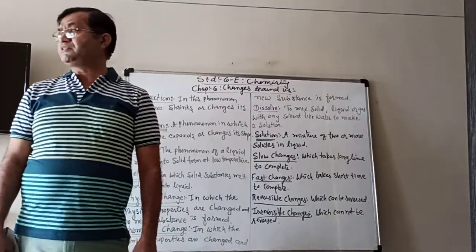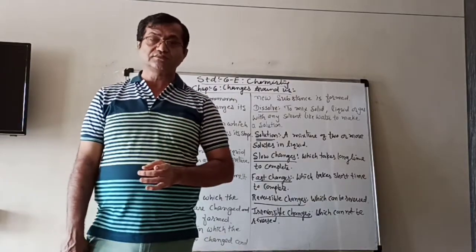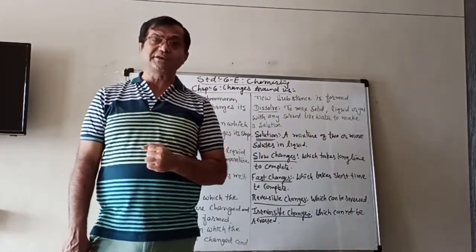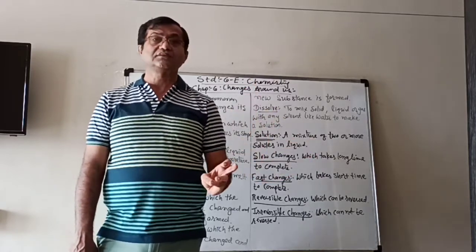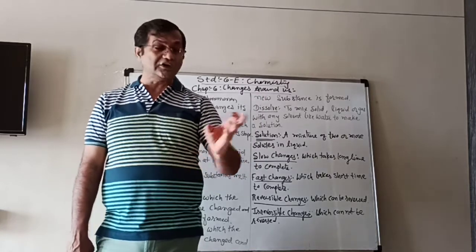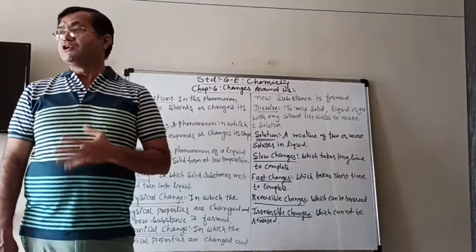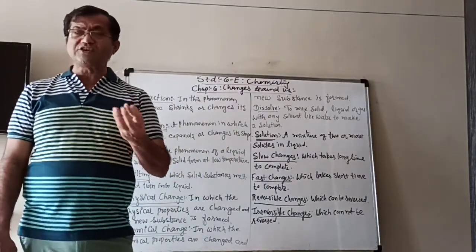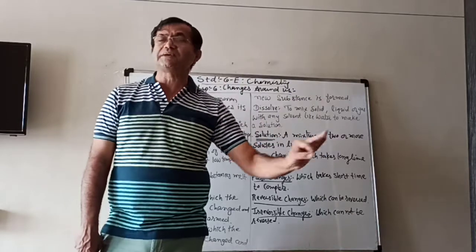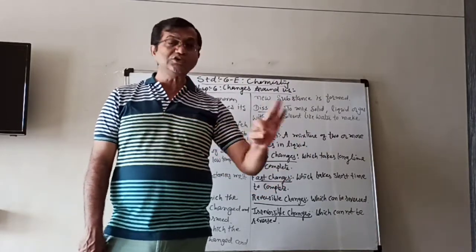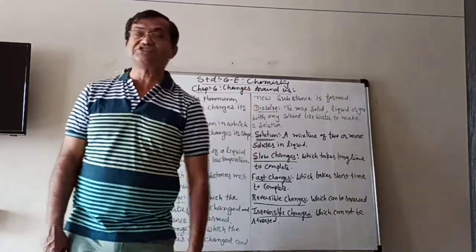Physical changes means the physical properties of the substance are changed. What are the physical properties actually? The shape, size, color, or the state, means solid, liquid. Those are the physical properties. So when a change takes place in which only the physical properties are changed, chemical properties are still the same, and no new substance is formed, then that type of change is known as a physical change.